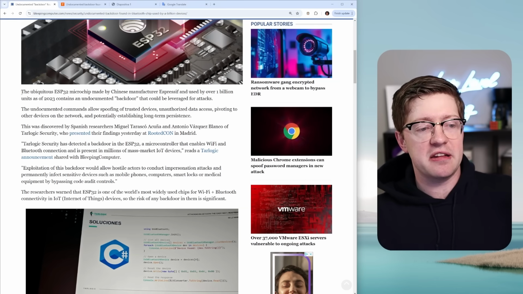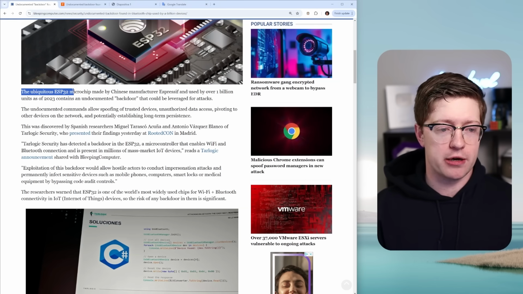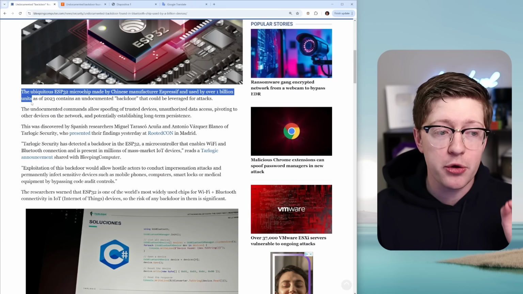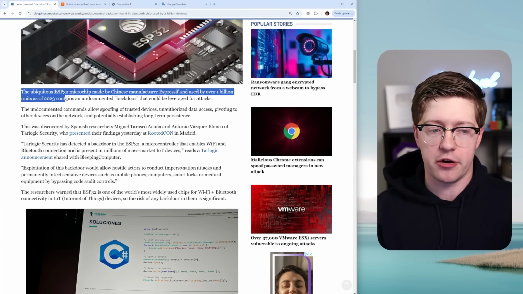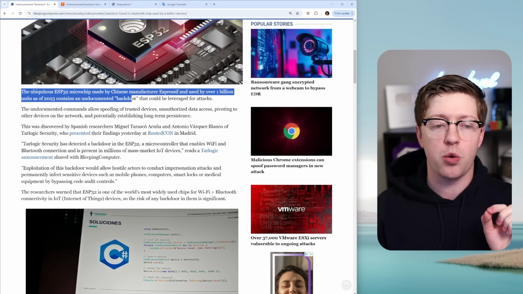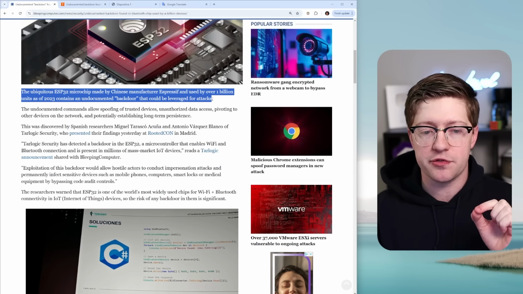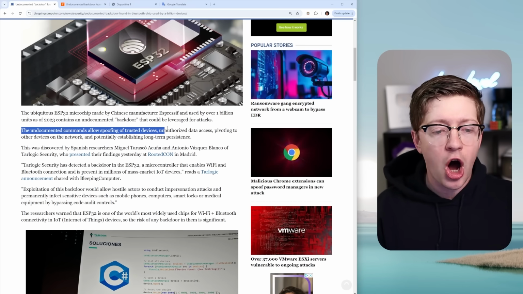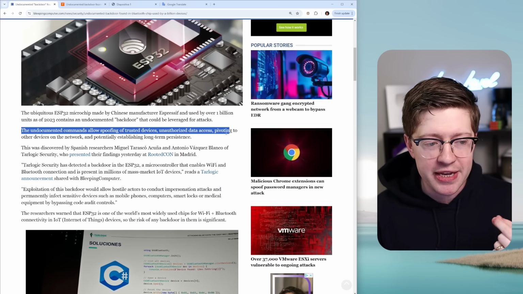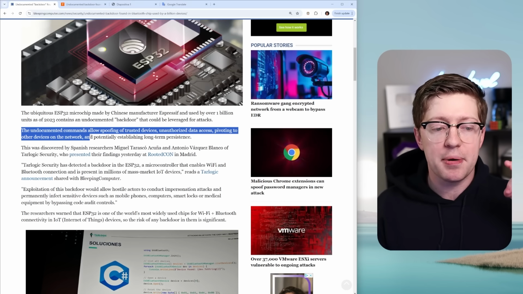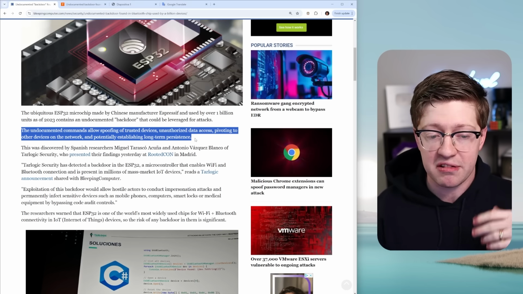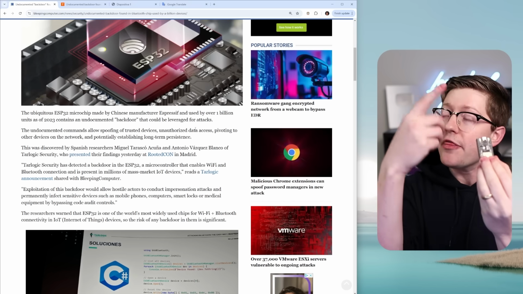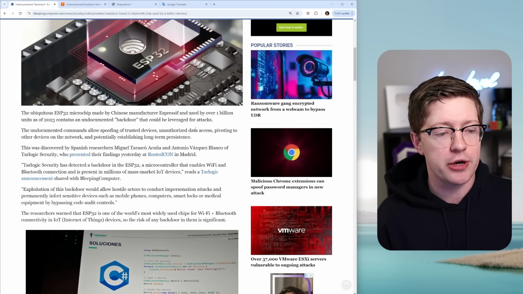The first paragraph says, ubiquitous ESP32 microchip made by Chinese manufacturer Espressif and used by over 1 billion units as of 2023, which is correct, contains an undocumented, quote-unquote, backdoor that can be leveraged for attacks. The undocumented commands allow for spoofing of trusted devices, unauthorized data access, and pivoting to other devices in the network, potentially establishing long-term persistence. And that's what I was afraid of. If you have this device, they get code execution onto here, they pivot to the device behind it, and boom, they're in your network forever.